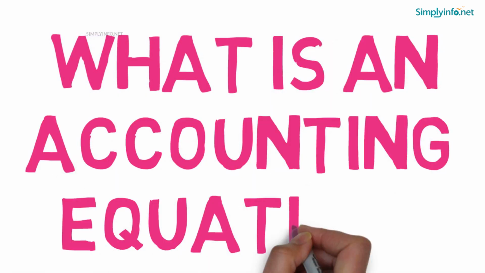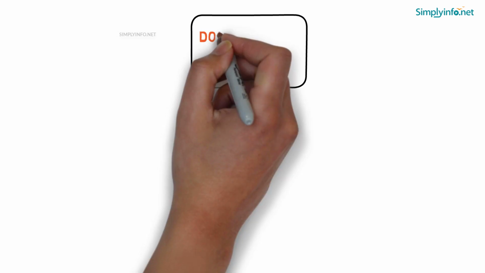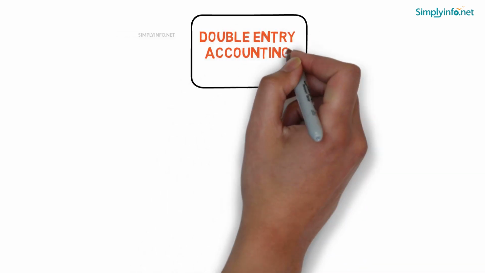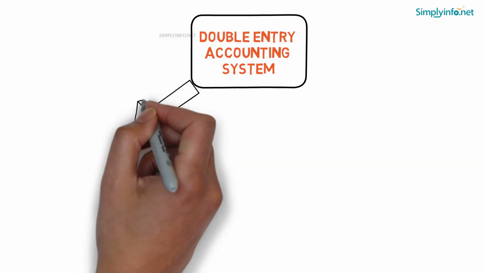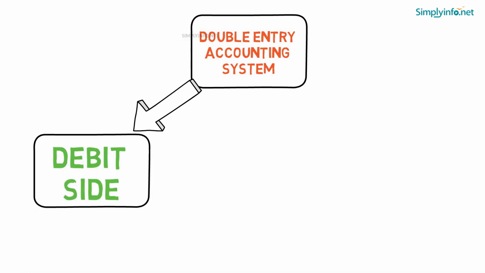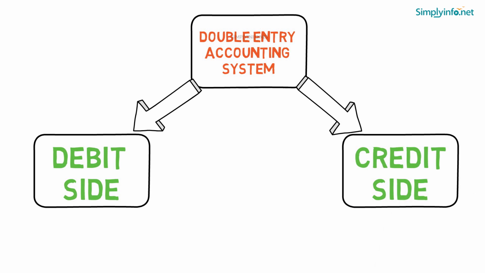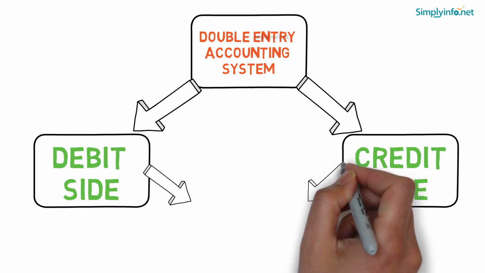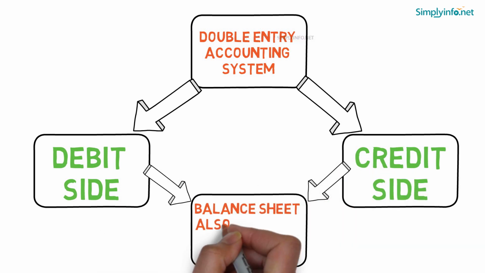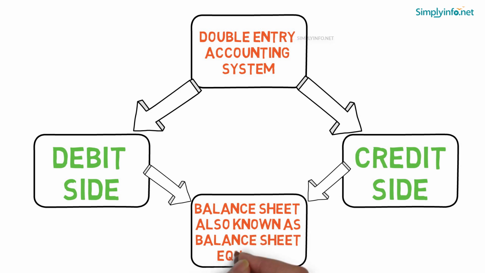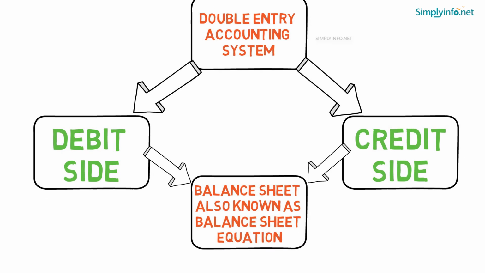What is an accounting equation? The accounting equation is the basis of the double entry accounting system, which states that every entry made on the debit side should have equal and corresponding entry on the credit side as well. It helps to prepare the balance sheet, so it is also known as balance sheet equation.